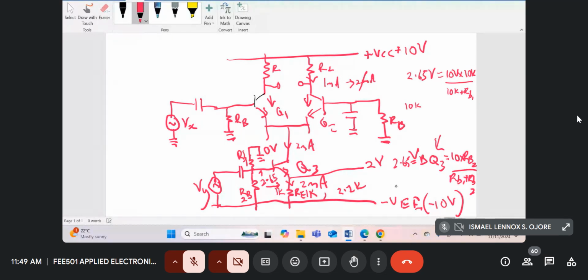So this is 10K plus RB1 is equal to 10 volts. Oh, there's not space over there. I'm trying to get another place. My socket is too big. Let me write out the left-hand side here, top left.